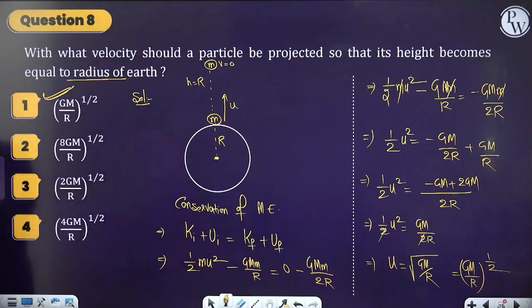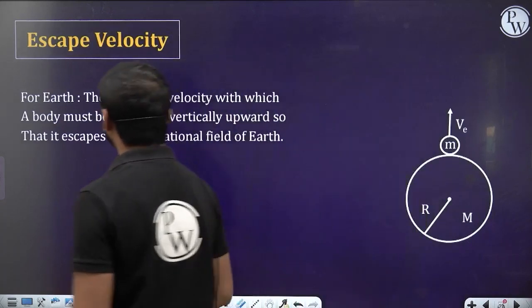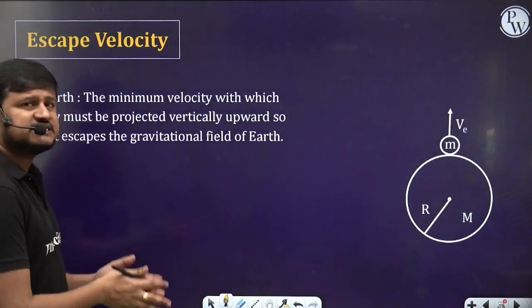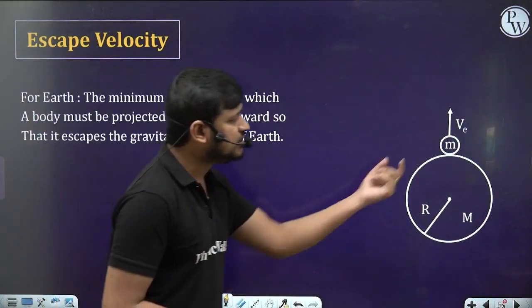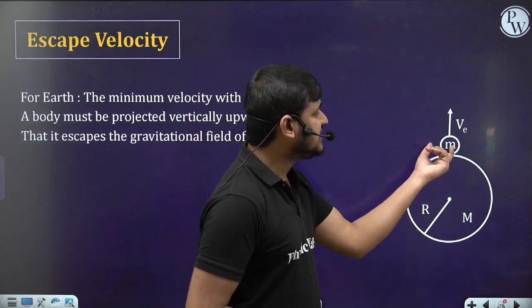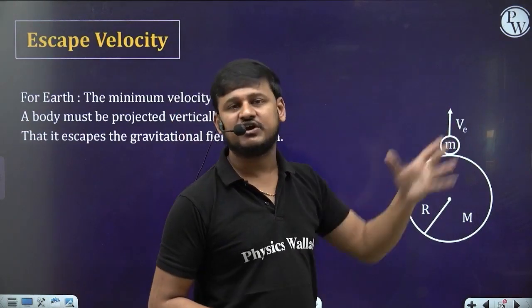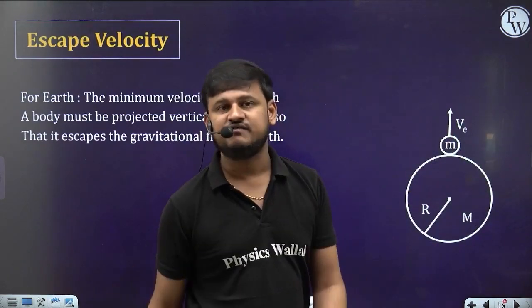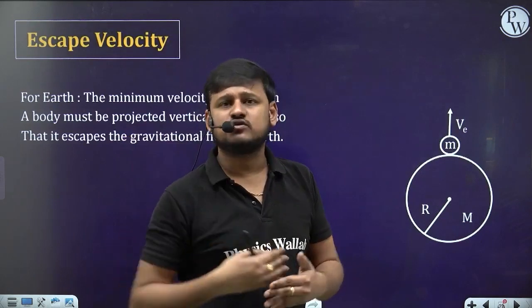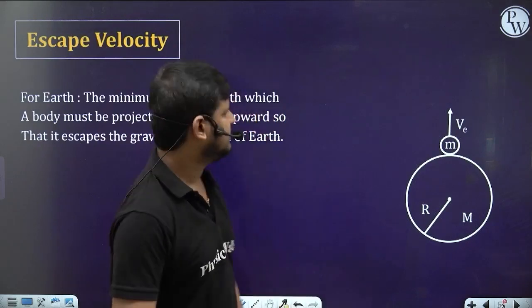So let's go for the next question. Now let's go for the next concept, that is escape velocity. What is escape velocity? For the earth, it's the minimum velocity with which you can throw an object so that it escapes the gravitational field of the earth. If it escapes the gravitational field, it will not come back to the earth surface. It will move away from the earth.